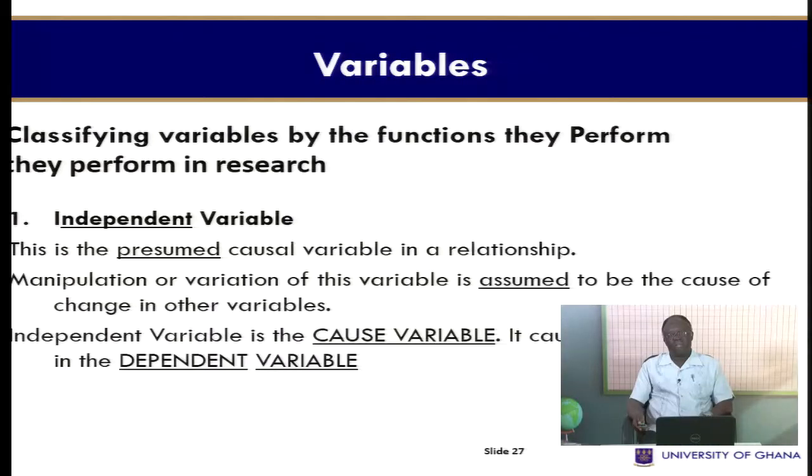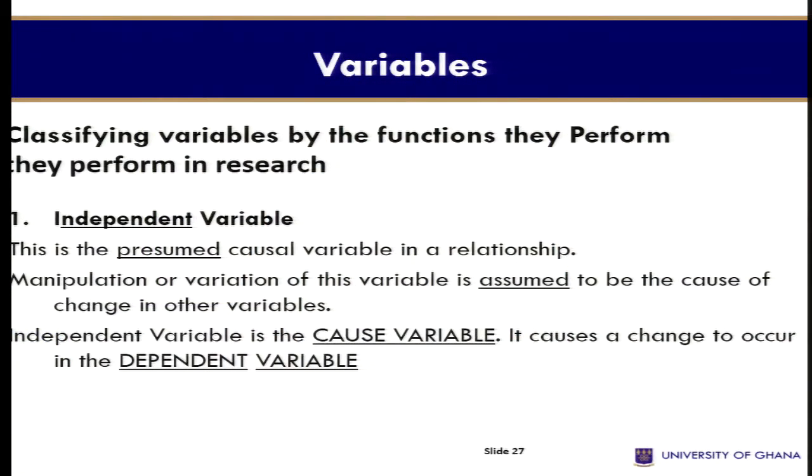Let us first consider the independent variable. What is it? The independent variable, as the name implies, exists on its own. It depends on nothing to change it. So we call this the presumed causal variable in a relationship. No variable causes this variable to change. This variable, which we call independent, rather causes other variables to change. So when we manipulate or vary the independent variable, we assume that it can cause a change in other variables. So here we say the independent variable is the cause variable because it causes a change to occur in the dependent variable.